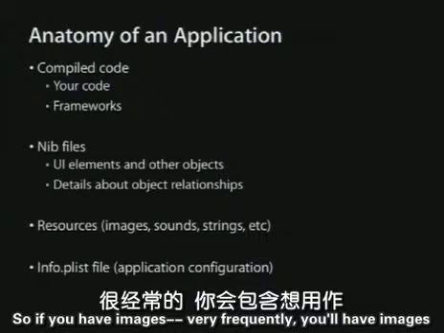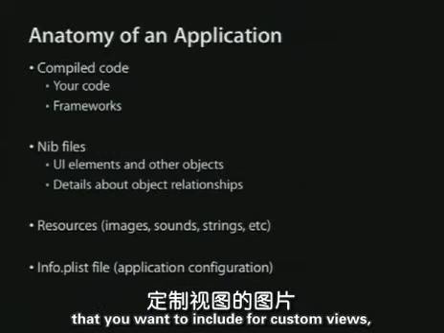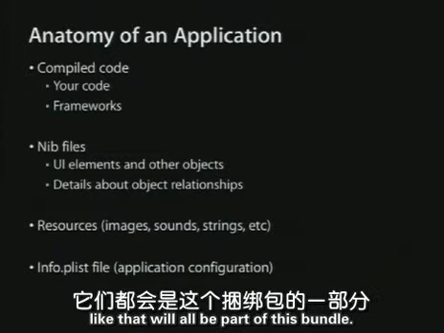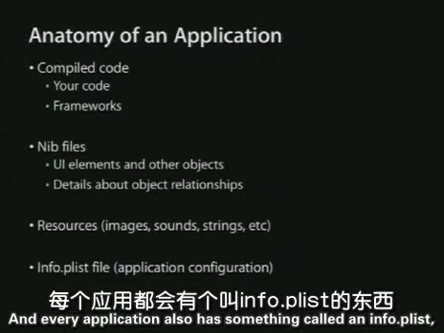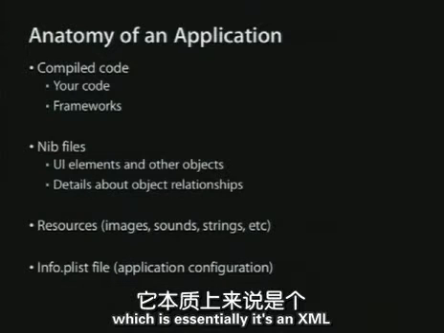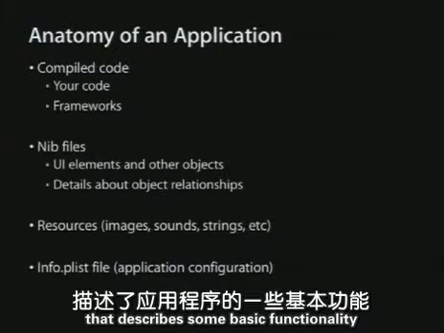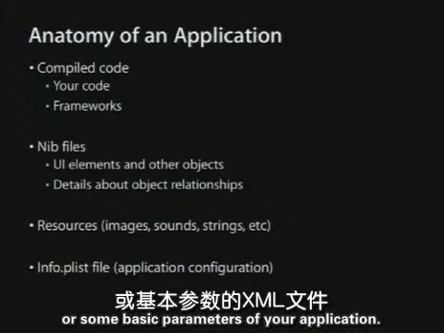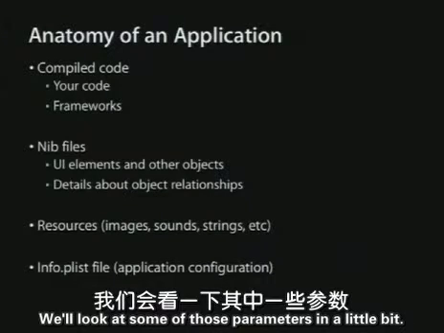If you have images, very frequently you'll have images that you want to include for custom views. If you have sounds, stuff like that will all be part of this bundle. And every application also has something called an info plist, which is essentially an XML that describes some basic functionality or some basic parameters of your application. We'll look at some of those parameters in a little bit.